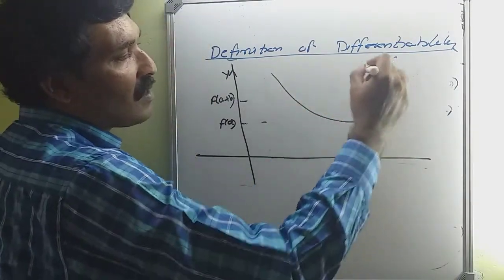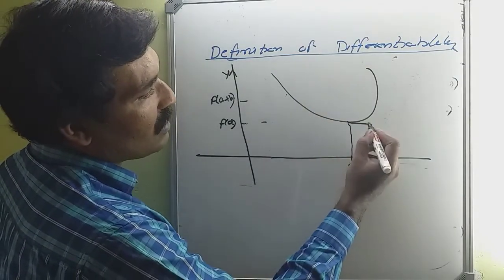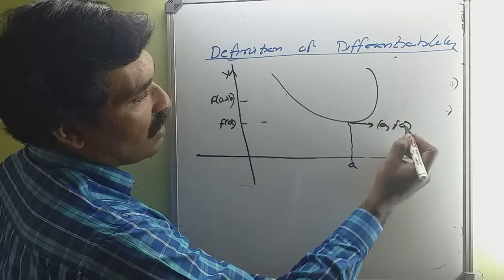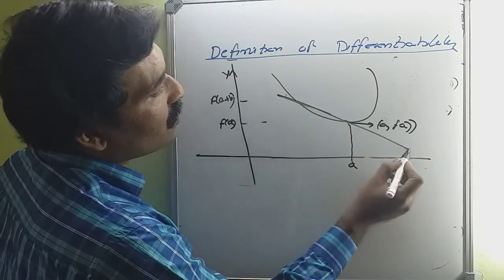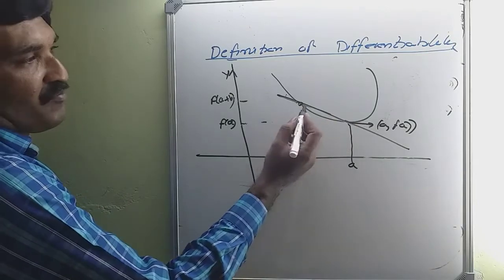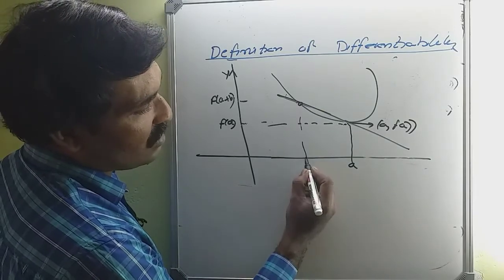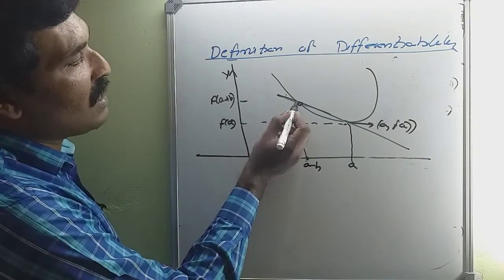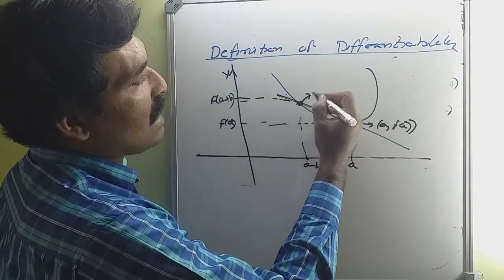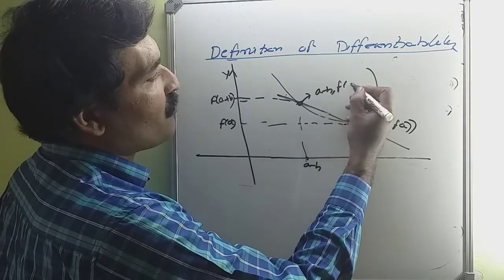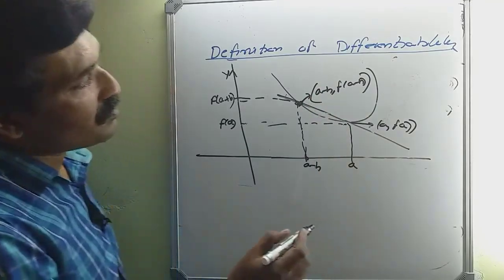Similarly, consider this is our a and this point is a comma f of a. Now consider a secant drawn from the left side. Let this distance be h. So this point is represented by a minus h, and this height is represented by f of a minus h. So the coordinates of this point are a minus h comma f of a minus h.